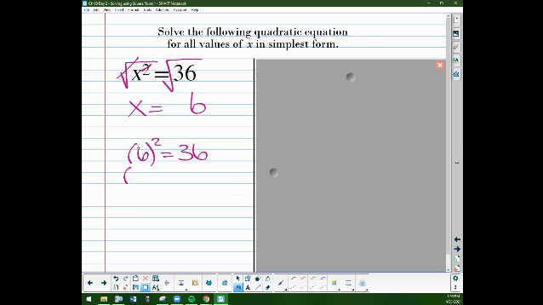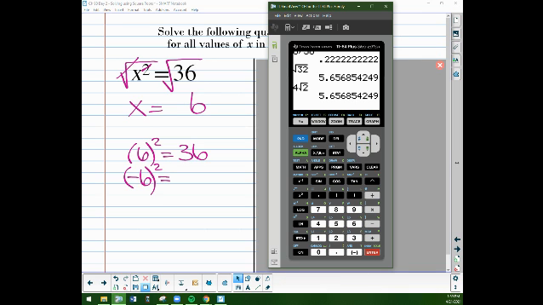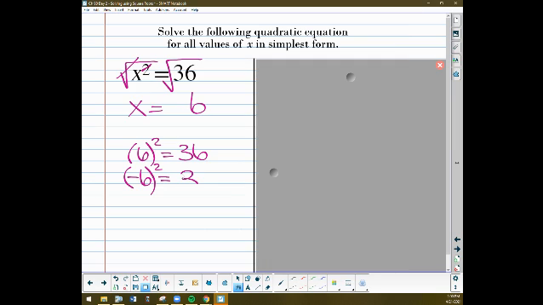but what about negative 6 quantity squared? Okay, if we do that in our calculator, we can see, if we have parentheses, negative 6 quantity squared, well, that's 36 as well. Both 6 and negative 6 squared are positive 36. So both of these values for x would work to get me x squared equals 36. So my solution is not just 6.